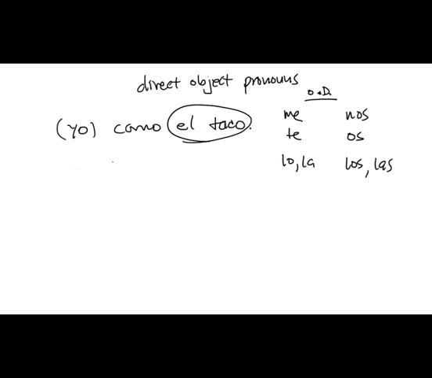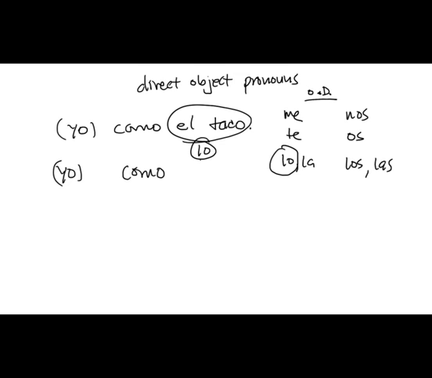Okay, go back to our original sentence here. Yo como el taco. Conversation goes on. You get tired of saying el taco, el taco, el taco. We want to just simply say it. I eat it. It, direct object pronoun replacing el taco. This is third person, singular, and it is masculine. So we would use lo. So we would say yo como, and we're using lo to replace el taco. But where do we put it?